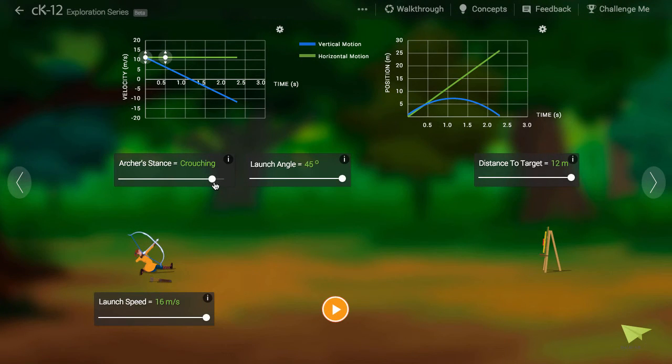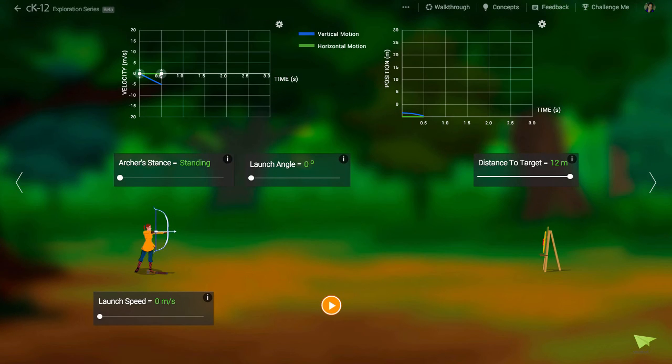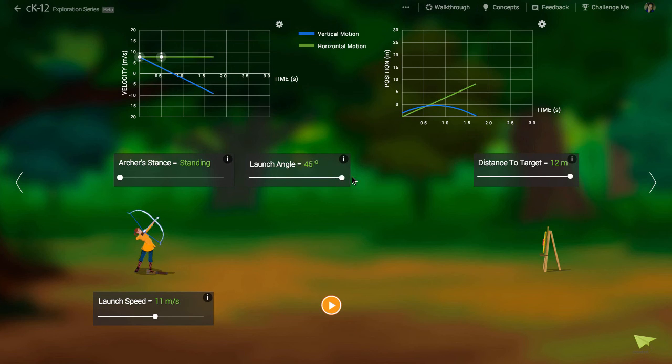You can use this simulation to set up and solve your own problems. Decide on a launch angle, a target distance, and a crouch height, and predict the speed you'll need to hit the target. Hope you have fun with this.